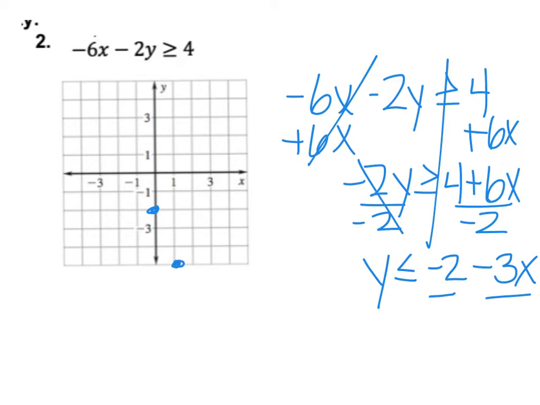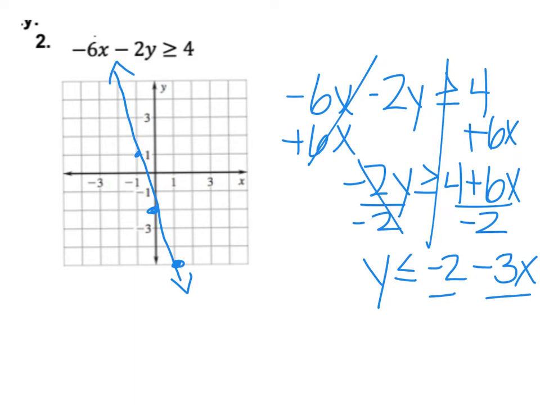Step number 3, determine whether it's a solid or a dashed line. I'm going to go back 1, 2 this way. Okay, so because this is less than or equal to, because you have that equal to in there, it's going to be a solid line. It's like your solid dot when you graph the other inequalities with one variable. So we're going to then have a solid line.